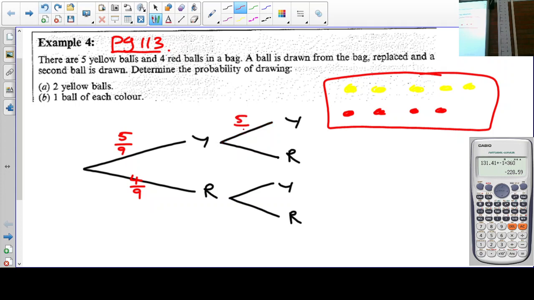What is the chance of drawing a red ball out of this bag? 4 over 9. If I draw a red ball on the first draw, and I replace that ball back into the bag, what is the probability of drawing a yellow ball? 5 over 9. And a red ball? 4 over 9.